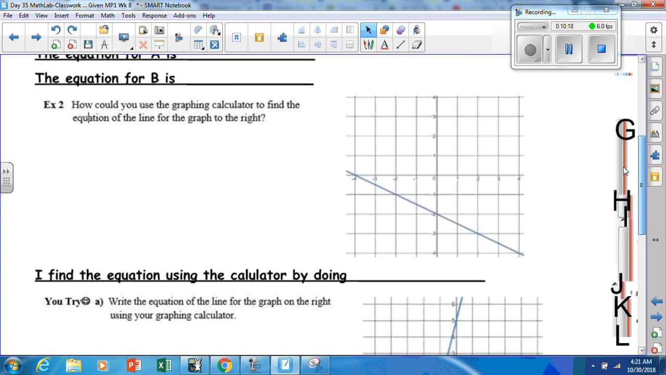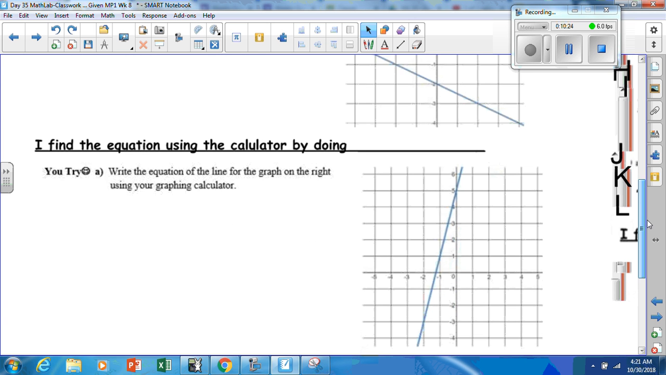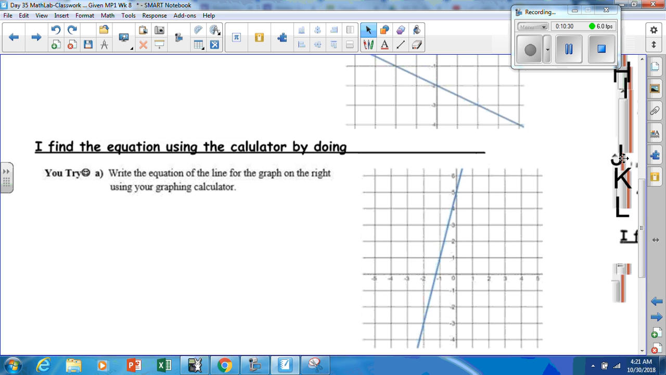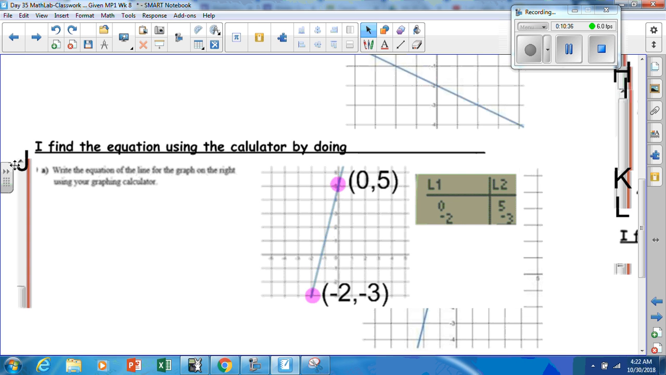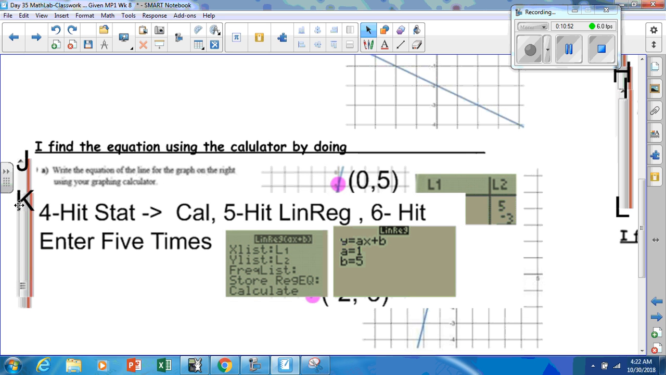I don't think so. Let's just choose 2 points. All right. Here I chose my y-intercept. Here I chose this nice point right down here. Okay. I make my xy table. Next, I'm just going to follow the pattern. Hit stat, hit linear regression, hit enter 5 times. I see that my slope is 1 and my y-intercept is 5. And how do I write the equation? Y equals x plus 5.